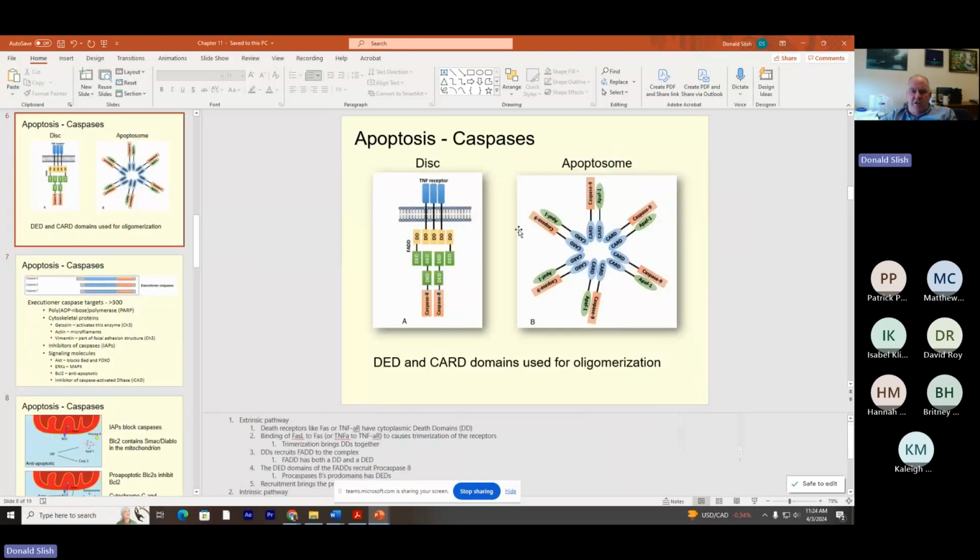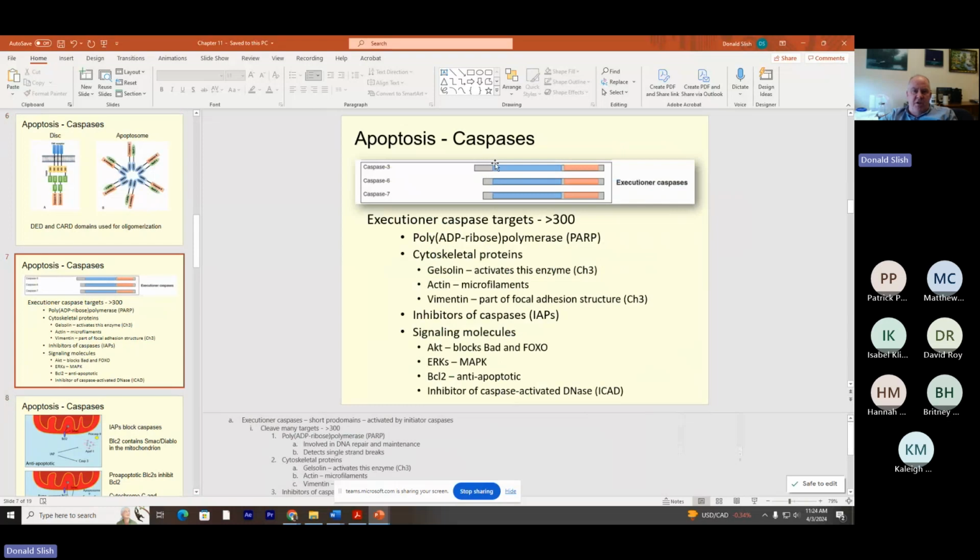And then once you get your initiator activated, the executioners then become a target for the initiators. You're just going to chop that pro domain off and then cut it here, and then they reorganize to form the active executioner caspases. Now, targets of those executioners: PARP, which is a nuclear protein involved in looking for DNA damage for repair; cytoskeletal proteins, and this is what's going to cause that cell to collapse like it does during apoptosis. Gelsolin gets activated, and it starts to break down microfilaments. Actin itself, part of the microfilaments, is getting broken down.